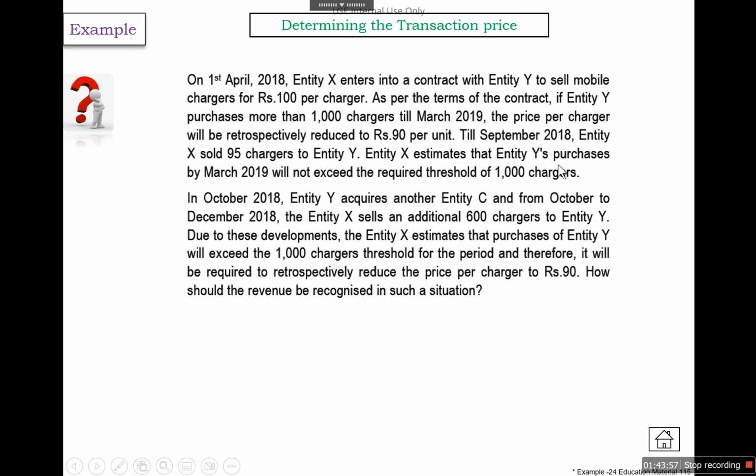So entity X expects that Y's purchase by March 19 will not exceed the required threshold of 1,000. But on 18 October, Y acquires C, and entity X sells an additional 600 chargers to entity Y. Due to these developments, the entity needs to update its estimate, and it estimates that it will exceed the 1,000. So we need to check whether we need to book it as a separate performance obligation or similar.